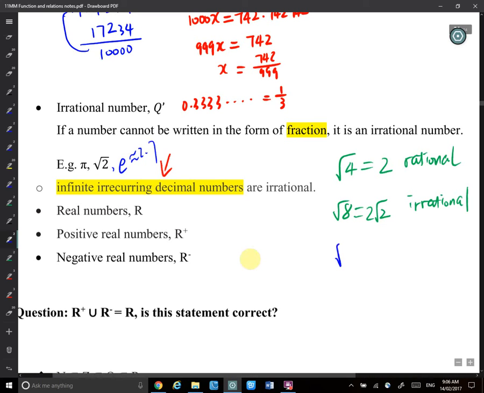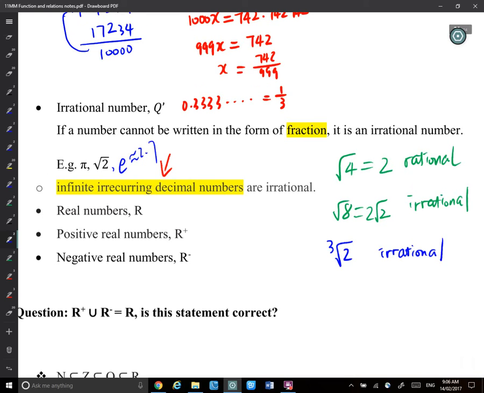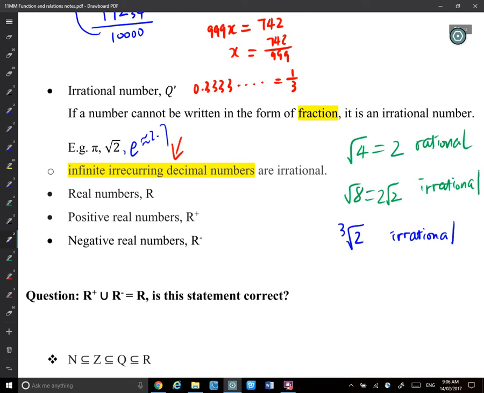Any surd, for example, cube root of 2, that's irrational as well. Okay, that's irrational as well. So any surd is irrational if it cannot be simplified. Okay, so we use Q dash to represent irrational. Because rational is Q, then Q dash is the complementary set, which is irrational. Okay, Q and Q dash.